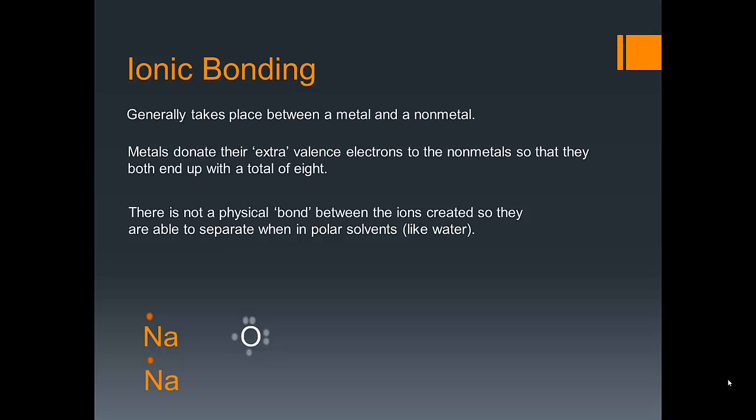a second sodium atom. When these things bond, the sodiums are going to lose their electrons and the oxygen is going to pick them up. So what we end up with is 2 plus 1 ions from the sodium, so it's lost its valence electron. It still has 8 in the energy level behind it though, so it's stable. And the oxygen now has 8 in its valence shell and a charge of -2.